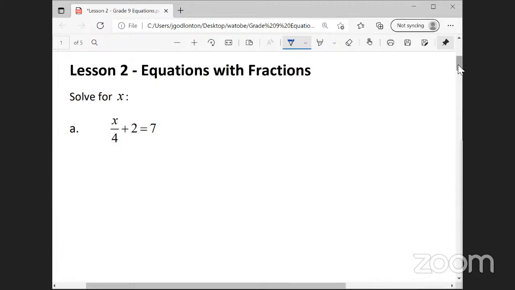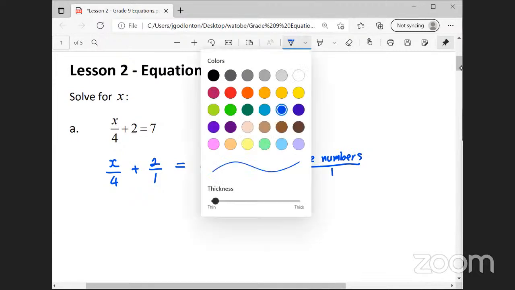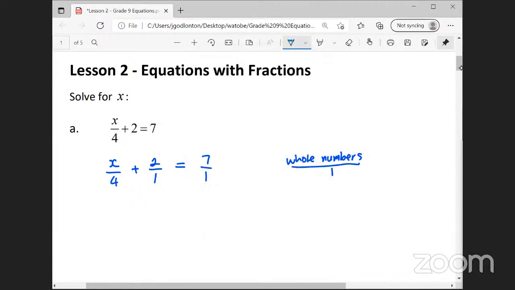And I'm going to ask for some help to give me answers. So if I rewrote this, I'm just going to write it like this. I've got x over 4 plus 2 over 1 is equal to 7 over 1. So all I've done is I've put my whole numbers over 1, just so that I know that they have a denominator of 1 and so that I don't forget them when I'm looking for my denominators. Now, if I wanted to find a common denominator here, my LCD, so my lowest common denominator, would be 4.